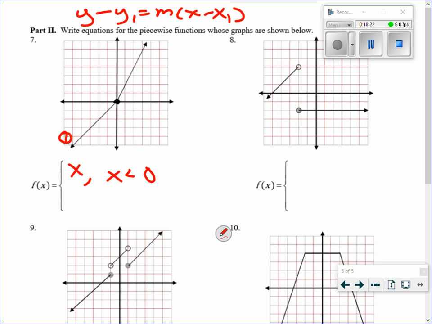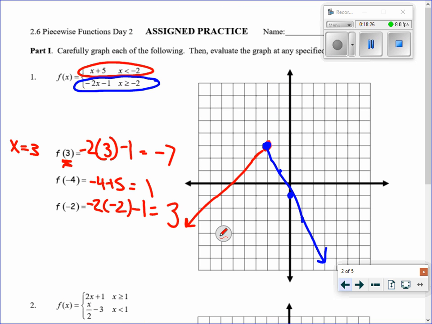Let's talk back about the very first problem we did. In this very first problem, we knew exactly where we were going to have that closed circle because the problem told us. But let's say we weren't given this and we were just given our graph instead. Would we know which one had the closed circle? No, we wouldn't.